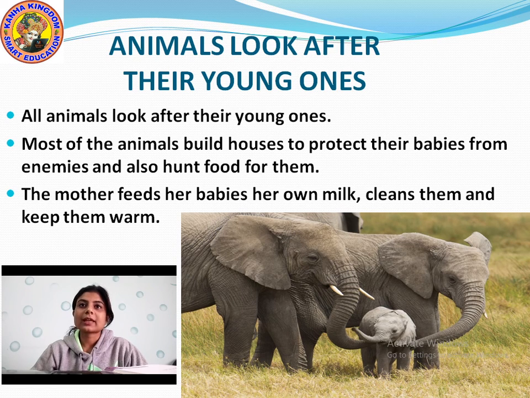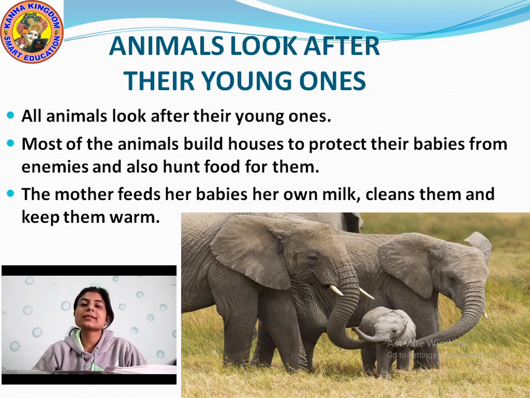The mother feeds her babies her own milk, cleans them and keeps them warm. Have you seen a cow feeding a calf? A calf feeds on the milk of the cow. What is the baby of a cow called? It is called a calf. When it is young, it feeds on its mother's milk only. And when it grows up, it goes to the field to graze and eat grasses.